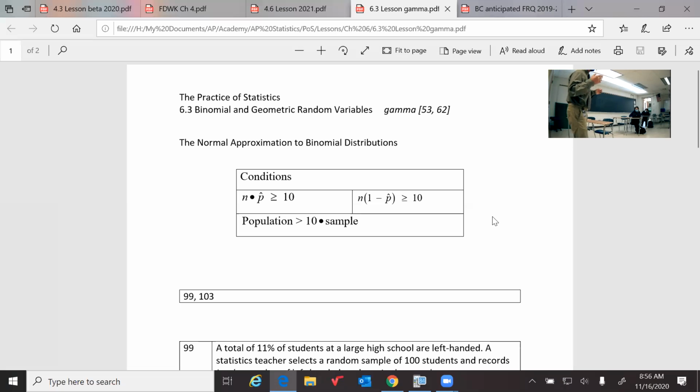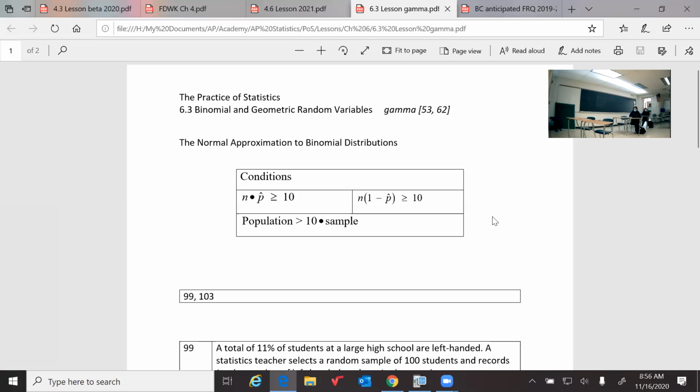So you've got these conditions. This one deals with, from last week, the fact that we're sampling without replacement, and these conditions deal with the shape of the distribution. Okay? Now, you don't have to explain that on the AP test. You just can't omit conditions.